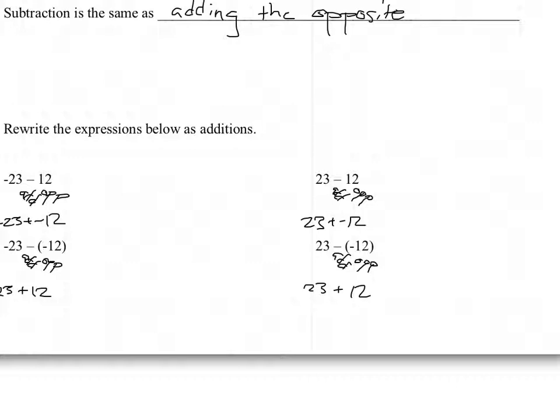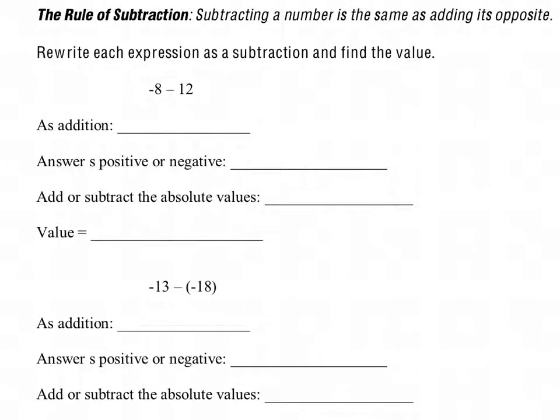Let's flip over and look at our partner work really quickly before you get started. Let's just look at the first example on the partner work together before you finish the rest on your own. It says to rewrite each expression as a subtraction and find the value. It looks like this should say rewrite this as an addition, so my copy is a little bit flawed here. Alright, so we're going to rewrite this as an addition.